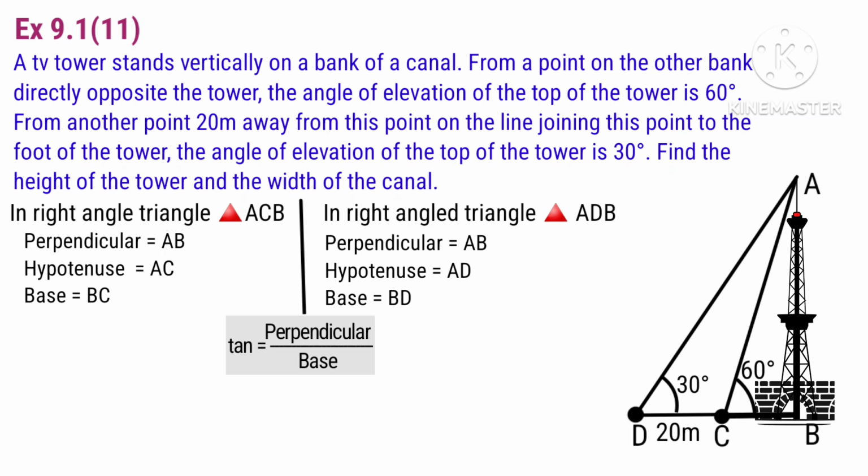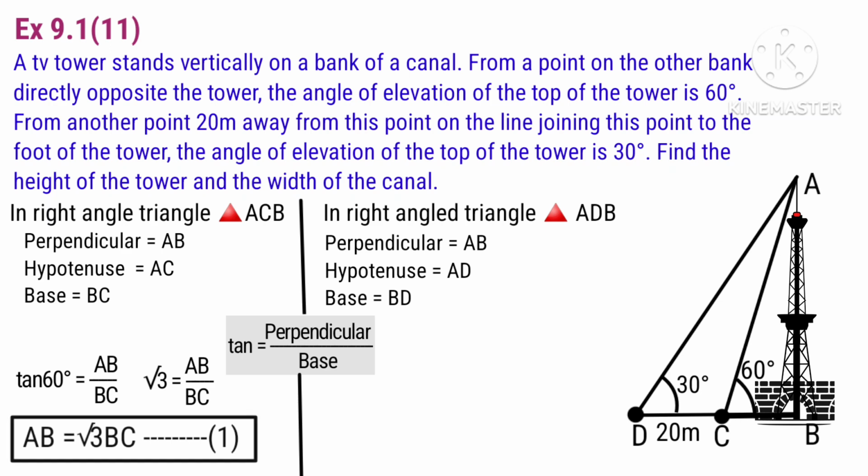We'll see that. So now we see for the first right angle triangle, that is ACB. So here tan C is equal to perpendicular divided by base. For tan C is equal to tan 60 degree. For tan 60 degree is equal to AB divided by BC. For tan 60 degree is equal to square root of 3. So square root of 3 is equal to AB divided by BC. So AB is equal to square root of 3 BC. So we will take it as equation number 1.